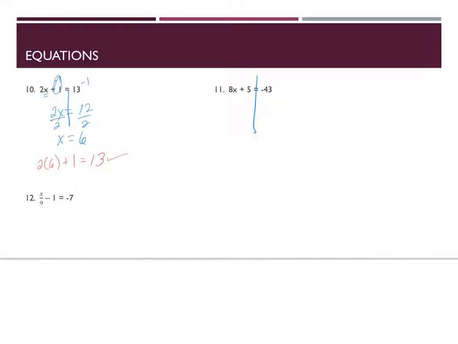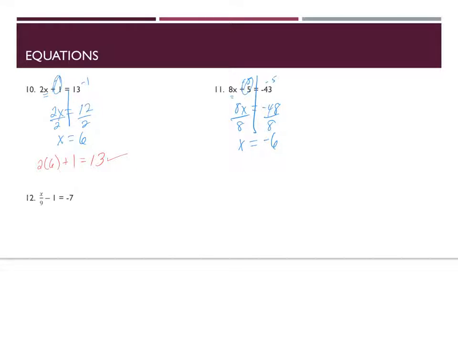I want to get x by itself. I'm going to have to deal with the 8 and the 5. Subtract 5 from both sides first. Leaves me with 8x on the left. On the right, -43 minus 5 is -48. Divide by 8. And I'm left with x is -6.